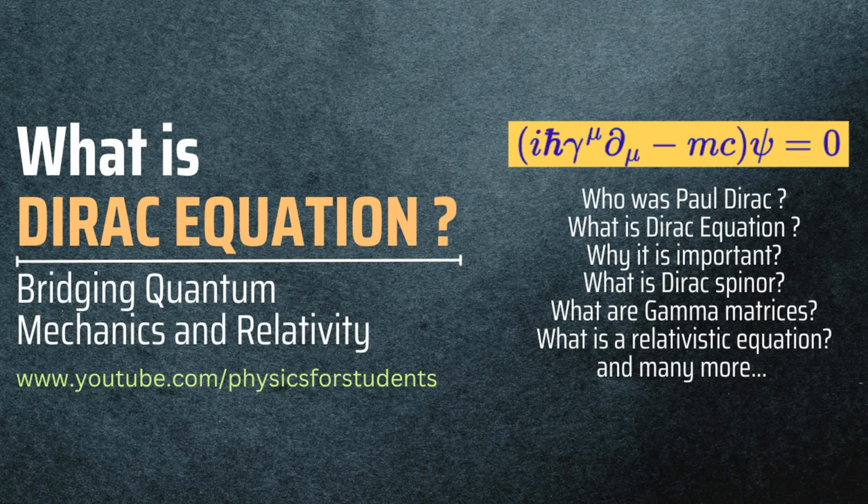The Dirac equation is one of the most important equations in modern physics, marking a profound leap in our understanding of the quantum world. It was the first equation to successfully merge quantum mechanics with special relativity, providing a more complete and accurate description of particles like electrons.